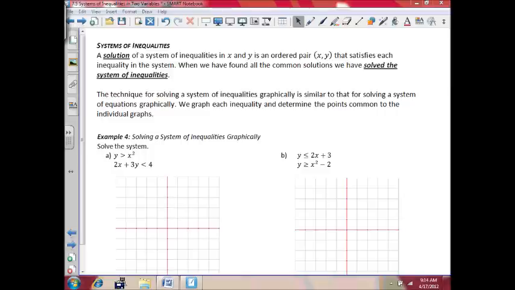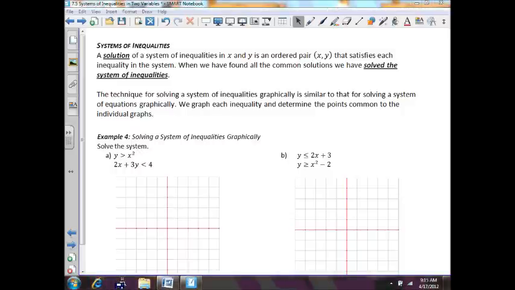Moving on to systems of inequalities. A solution of a system of inequalities in x and y is an ordered pair that satisfies each inequality in the system. When we find all the common solutions, we've solved the system of inequalities. The technique for solving a system of inequalities graphically is similar to that for solving systems of equations graphically. We graph each inequality and determine the points common to the individual graphs.